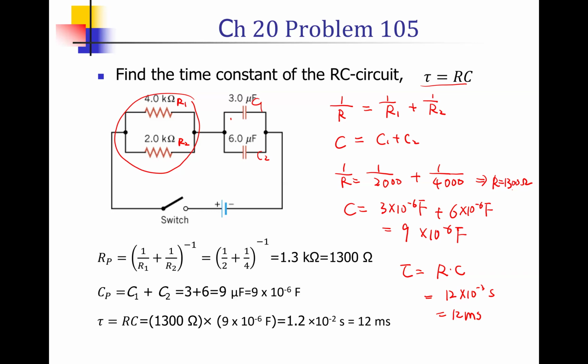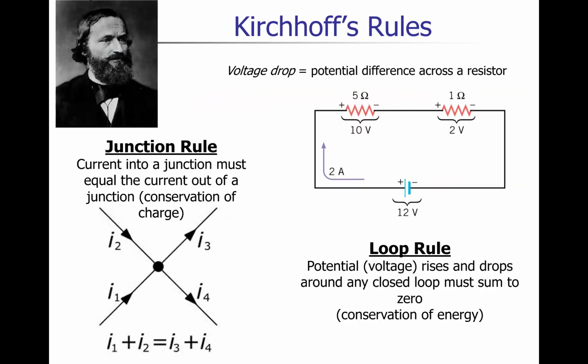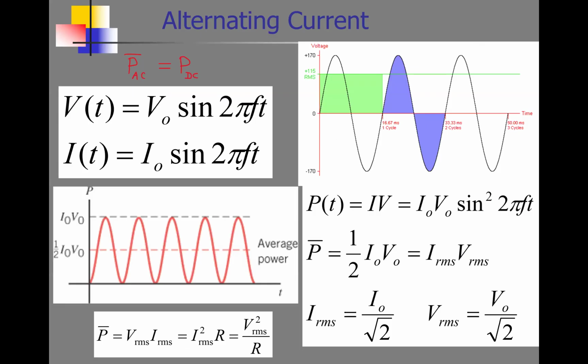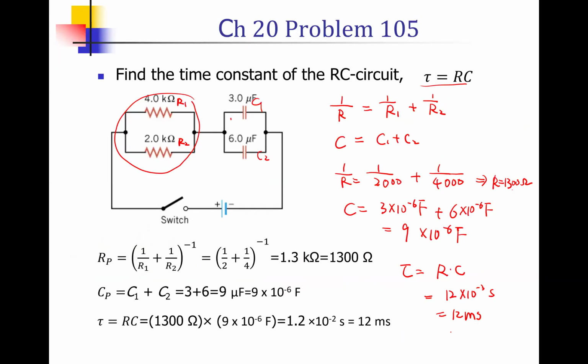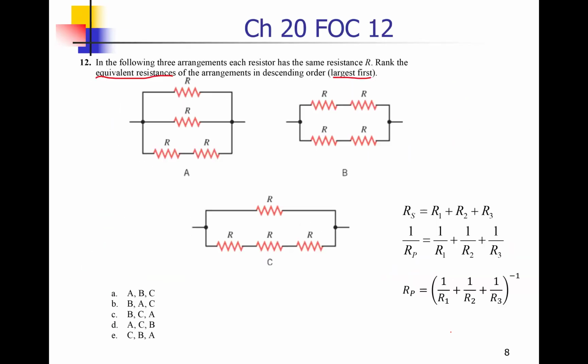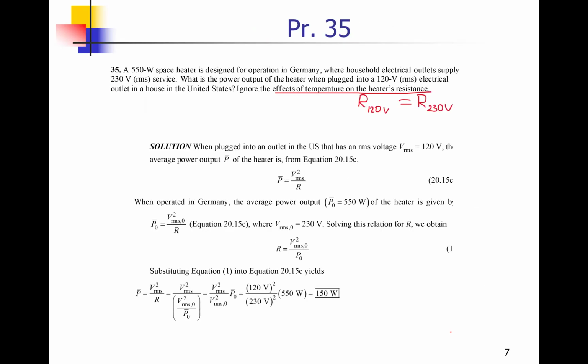And problem 105 is also in our PowerPoint. It's just not the last one. And also for chapter 20, we have some alternating current problems, and you are going to use I0 over square root of 2 to get the root mean squared current. So these are all our problems, and I already put these solutions on D2L. You can take a look if you don't know how to do it.